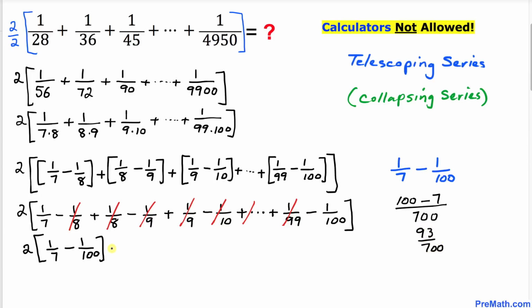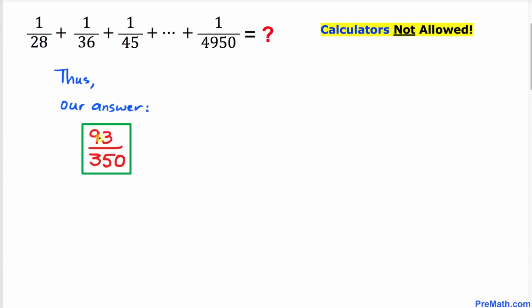So therefore, we can write this thing as 2 times, and inside this bracket, it could be simplified as 93 over 700. And now let's go ahead and reduce 2 and 700. So this could be reduced to 93 over 350. So thus our answer turns out to be 93 divided by 350.